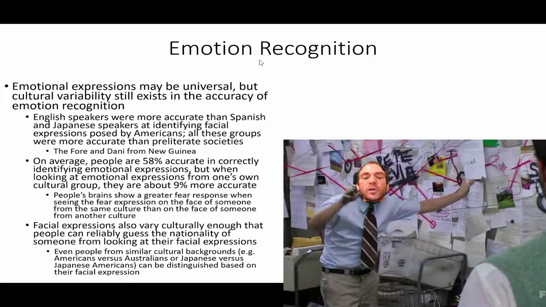People's brains show a greater fear response when seeing the fear expression on the face of someone from the same culture than on the face of someone from another culture. Facial expressions also vary culturally enough that people can reliably guess the nationality of someone from looking at their facial expressions. Even people from similar cultural backgrounds, such as Americans versus Australians, or Japanese versus Japanese Americans, can be distinguished based on their facial expressions.